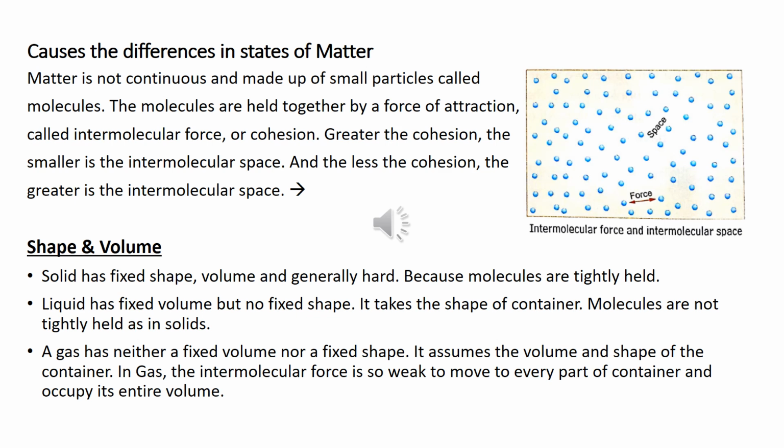The molecules in a liquid are not so tightly held as in solid, so they can slip over one another. Such movement, however, stops at the surface of the container, and so the liquids take the same shape as the container. The volume of a liquid is fixed as the intermolecular space remains unchanged when the liquid changes shape.